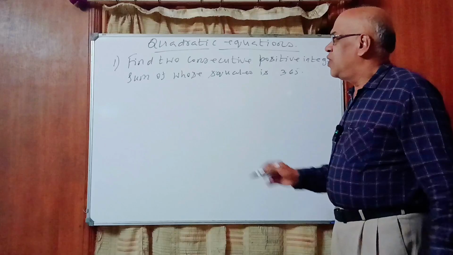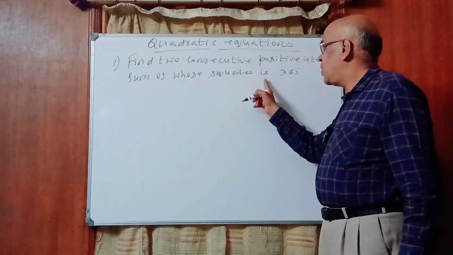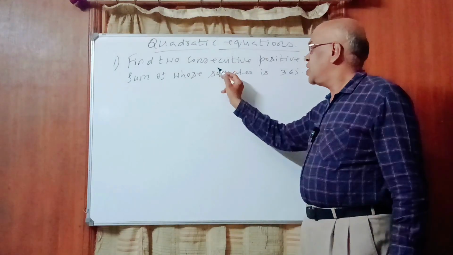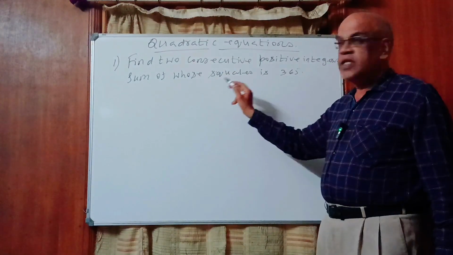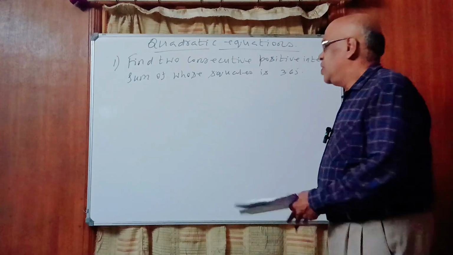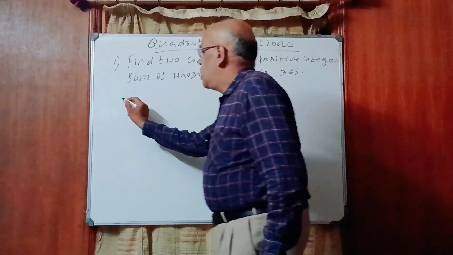First question, find 2 consecutive positive integers, sum of whose square is 365. What is the question, children? Find 2 consecutive positive integers, sum of whose square is 365. So, how to start? Now, solution.